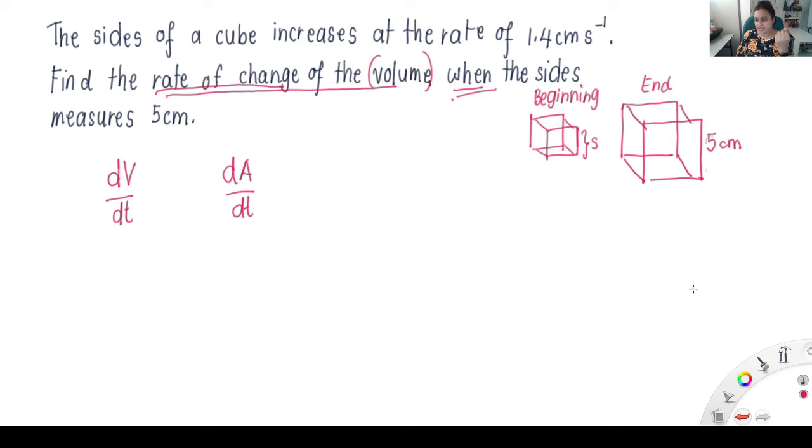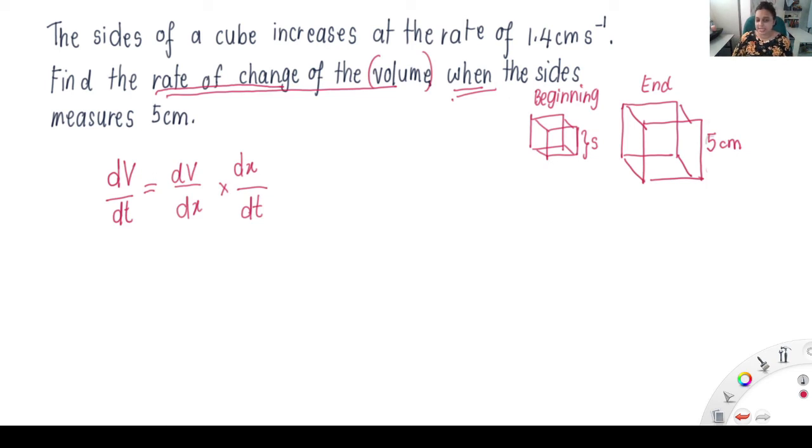A for area, dt is for the rate of change. Since we want to find the rate of change of volume, you can compose the formula here. Write the dV up, write the dt down. Now can I write down here dx and up here dx? Do you think it's going to be a yes or no?